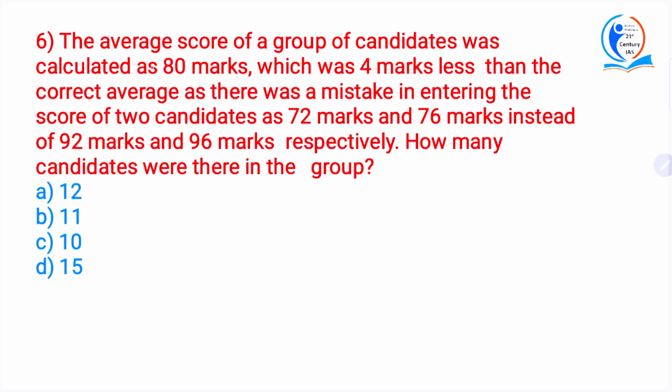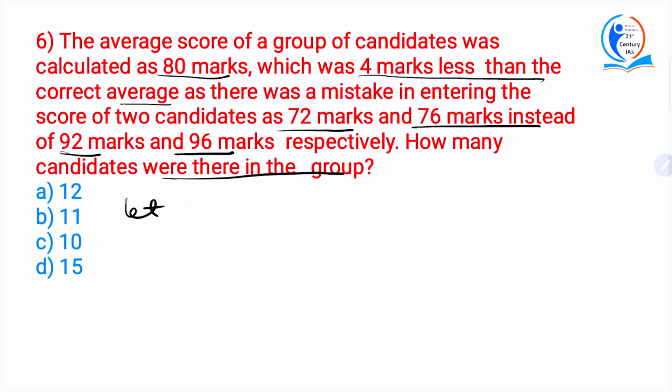Alright. Now, the average score of a group of candidates was calculated as 80 marks, which was 4 marks less than the correct average, as there was a mistake in entering the score of two candidates as 72 marks and 76 marks instead of 92 marks and 96 marks respectively. How many candidates were there in the group?